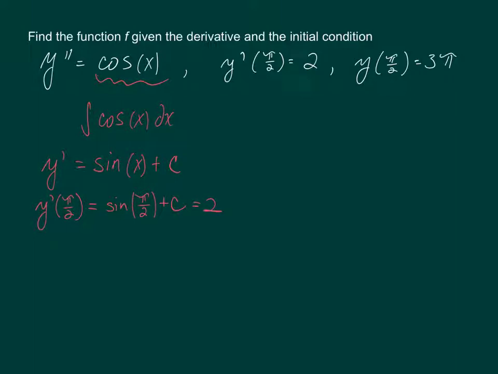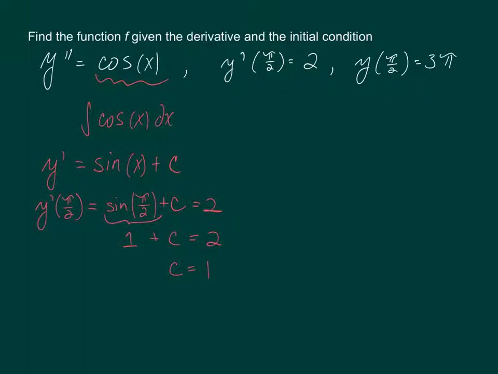So now that we have this equation here, we can solve it for c. So in order to solve this equation for c, you need to know that sine of pi over 2 is in fact 1, so 1 plus c equals 2. And that will lead you to the conclusion that c equals 1.